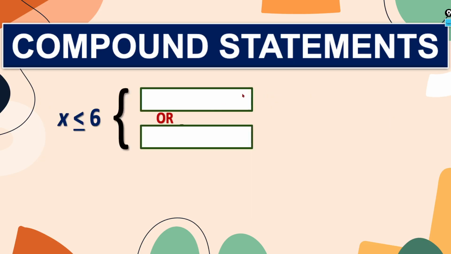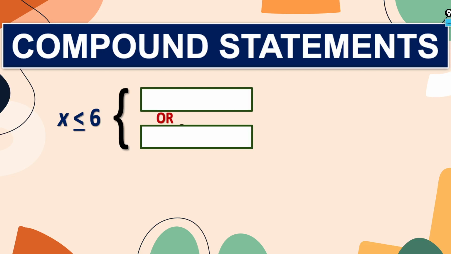Halimbawa, si x is less than or equal to 6. I mean, even the way you say it, kaya mo siyang i-break down into two simpler statements. So sige nga kayo, try nyo. X is less than or equal to 6. There are two simpler statements that make up that compound statement. What are they? Pause muna, then hit play when you have your answer. Okay, dapat may answer ka na.